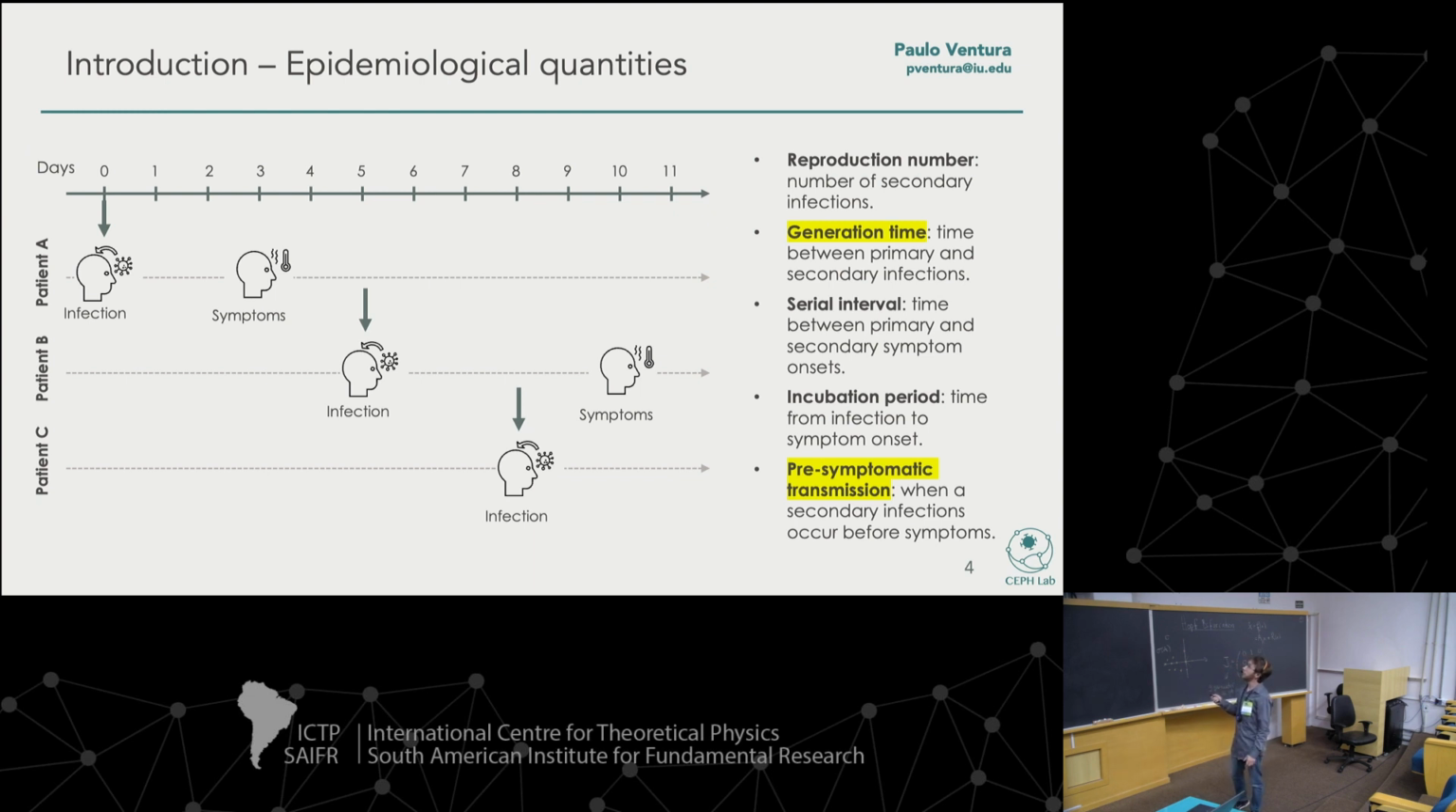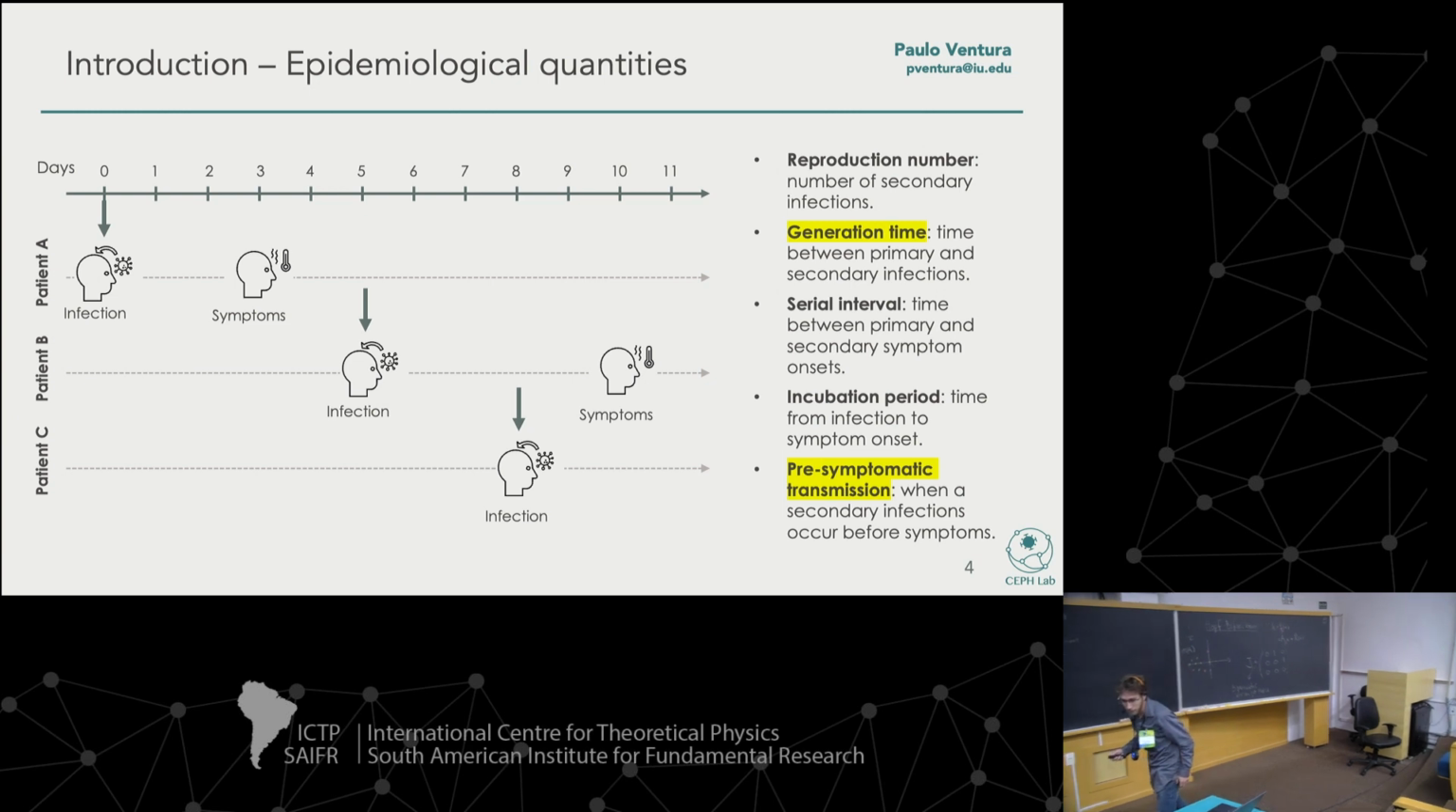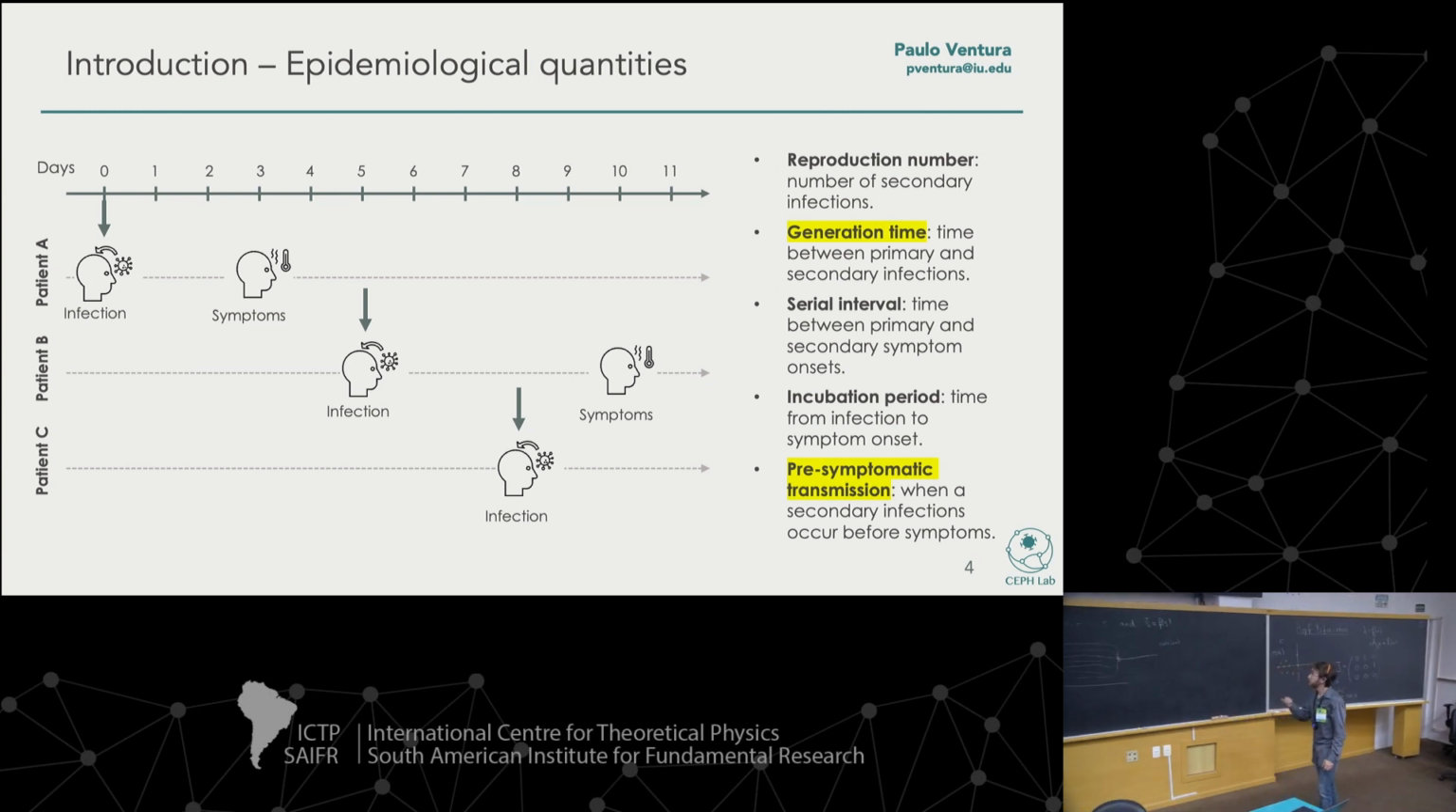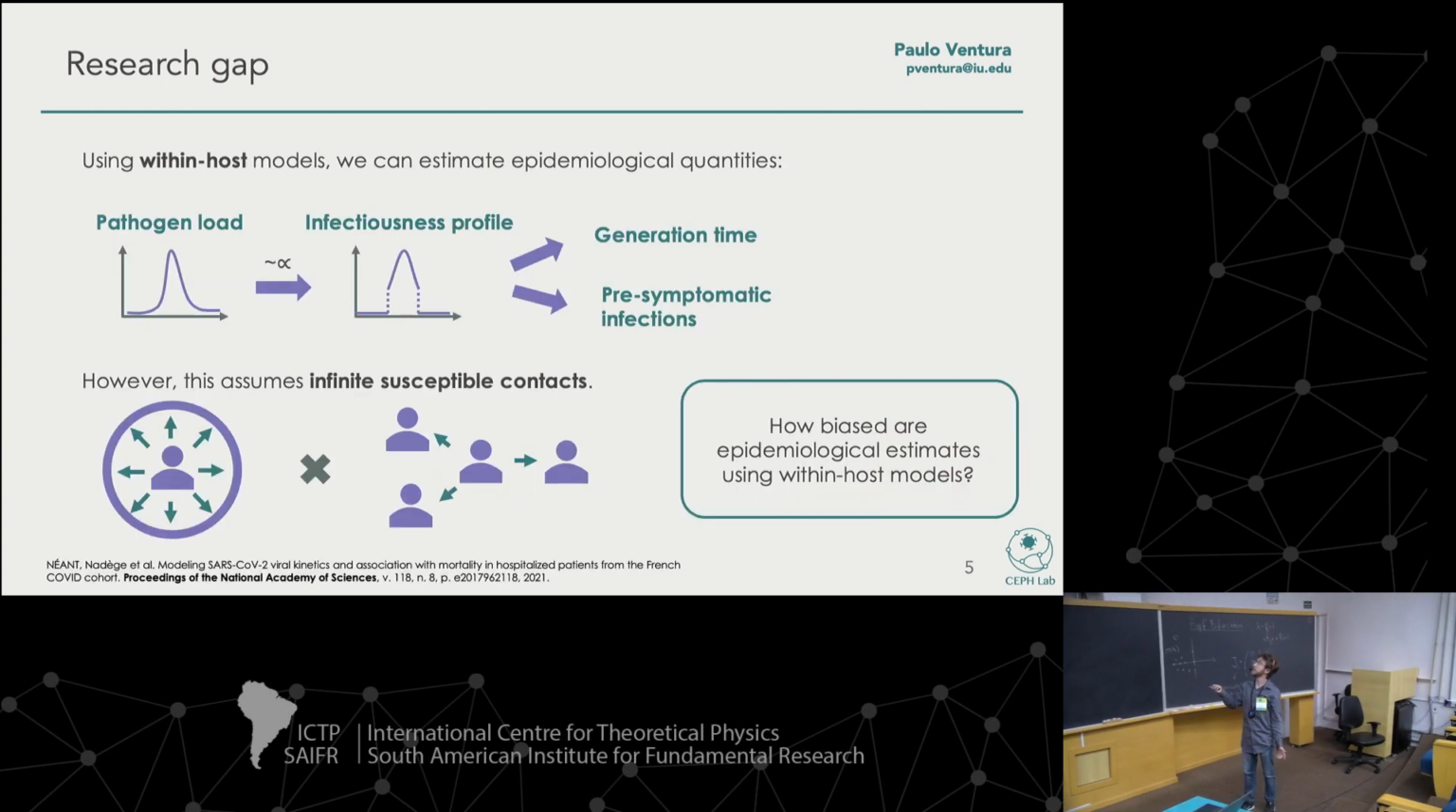Also, another important quantity is the pre-symptomatic transmission rate. So if you look at the transmission here from B to C, you have that infection occurs before symptom onset of the infector. So it's important to know how often this happens because you're going to infect people before you even realize you're sick. So that's important for designing policies for intervention and isolation. Okay, so those are two important quantities.